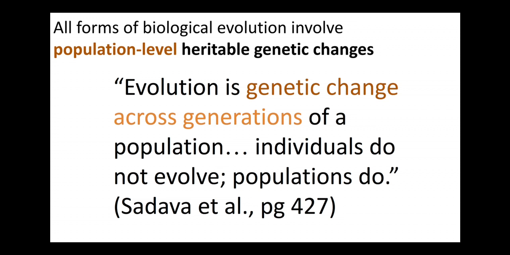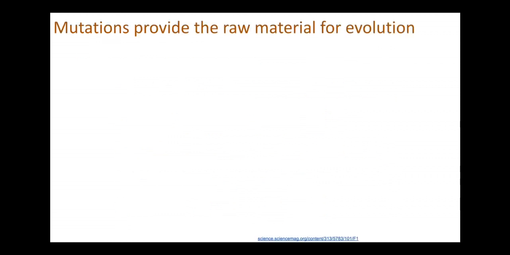Second, a follow-up quote from Sadava et al. that further hammers this down: evolution is genetic change across generations of a population. It takes time and it happens at the population level. Individuals do not evolve, populations do. Individuals do not evolve within their lifespan, and evolution doesn't happen between an individual and its offspring. Evolution happens at the population scale, takes multiple generations, it takes time.